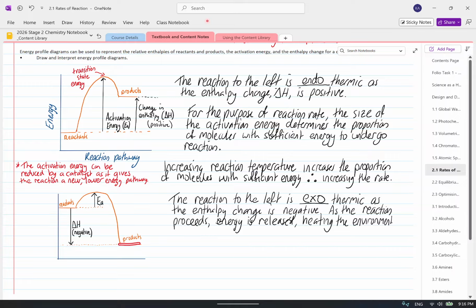So even though we've lost energy, the surroundings feel hotter because we're not looking at the energy of the molecules themselves, we're looking at the energy of the surrounding substance. For example, water, if it's an aqueous reaction, the water is absorbing the energy that's being released by the molecules that are doing the reaction themselves.